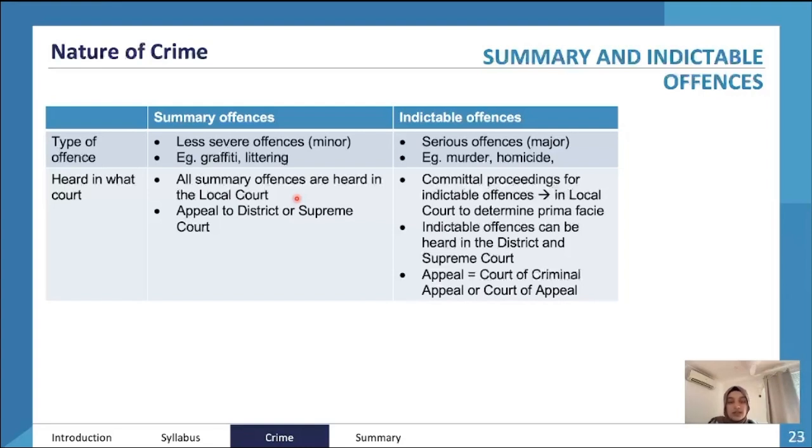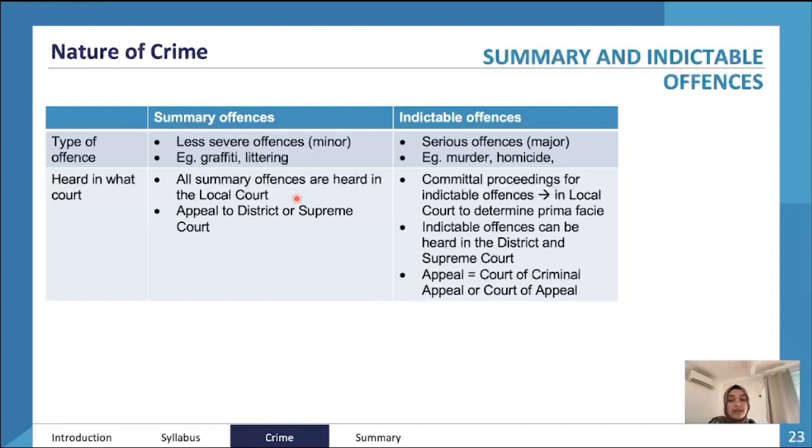Indictable offences are serious or major offences like murder or homicide. These go through a committal proceeding in the local court to determine prima facie, which is basically whether there is enough evidence for this case to continue or go forward, because if there's no evidence then there's no point. How will anybody be able to determine a verdict or a decision?